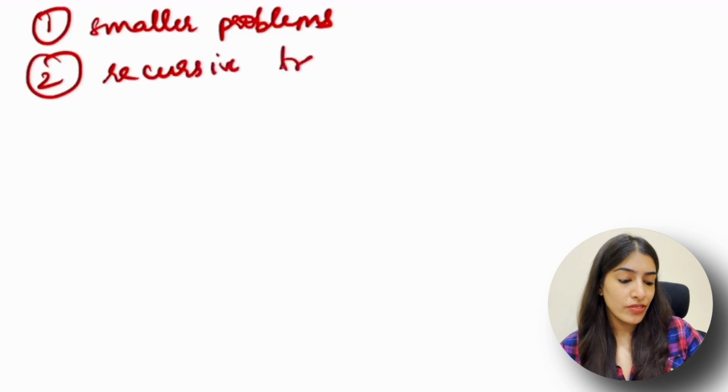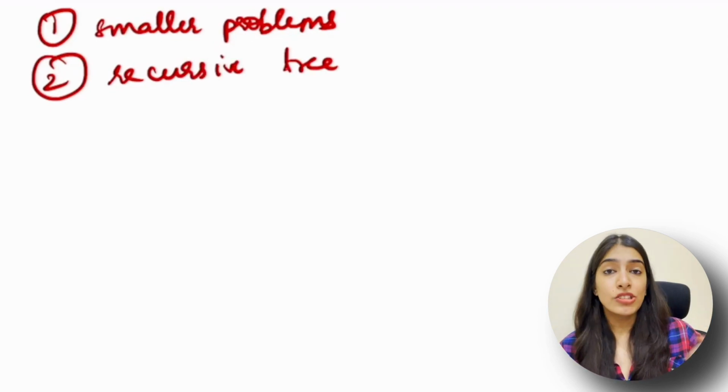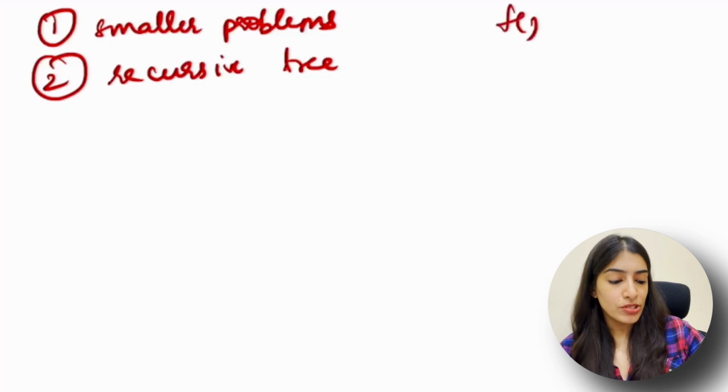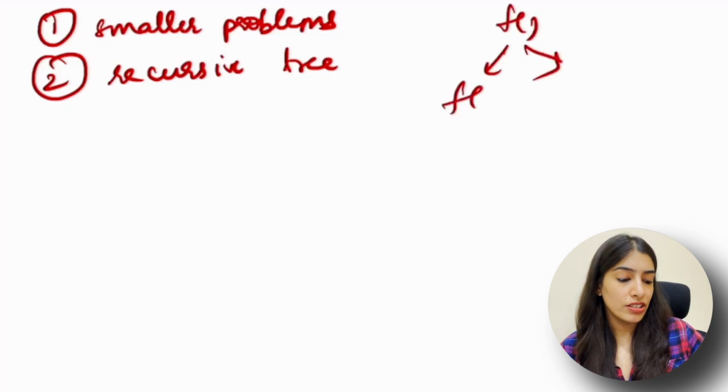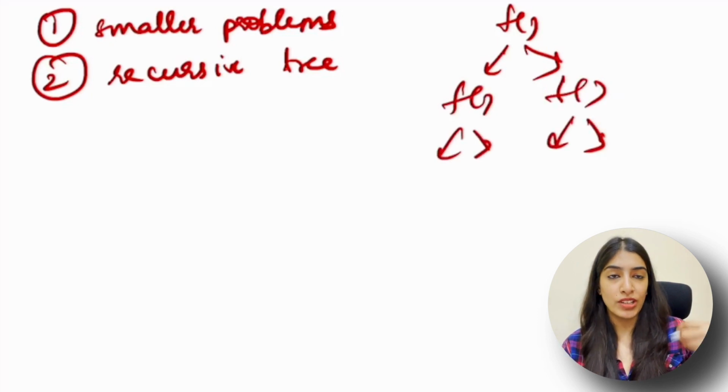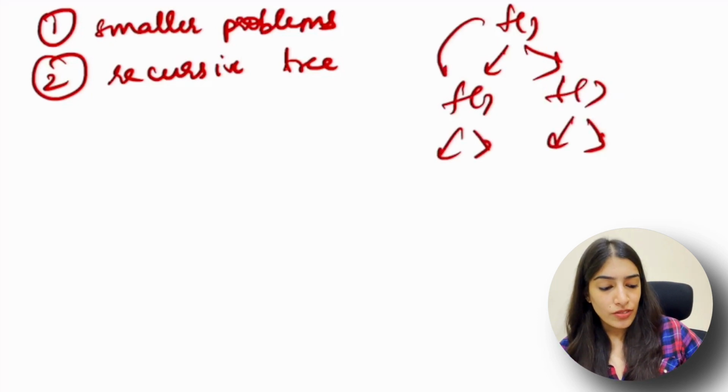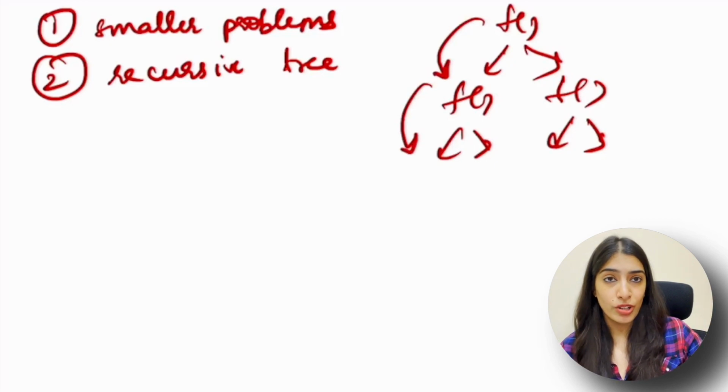And how can we do that? We can do that using a recursive tree. Using a recursive tree, we will be able to see that from this function, we called these 2 functions again. From this, we called 2 times again. From this, we called 2 times again. So we'll see which function is being called when, with what values.